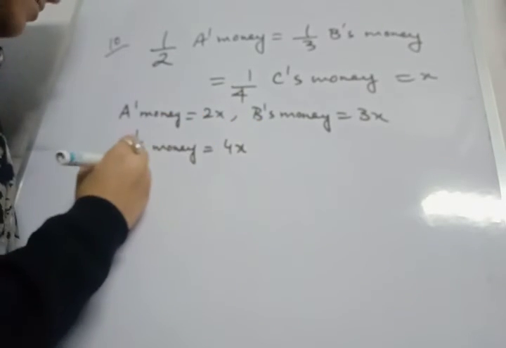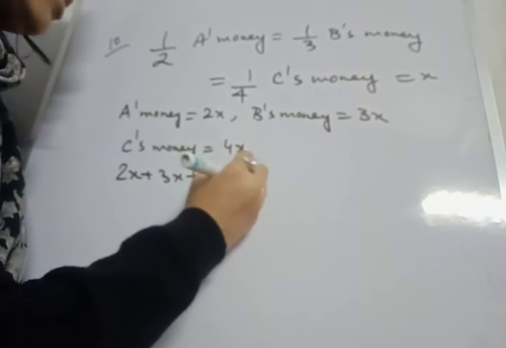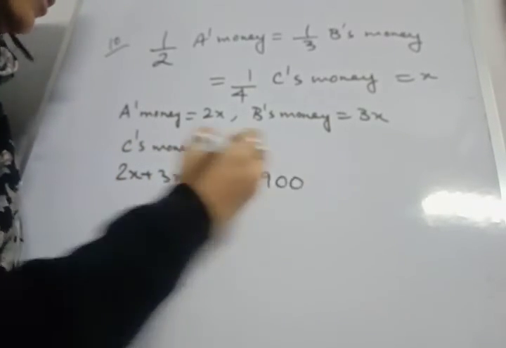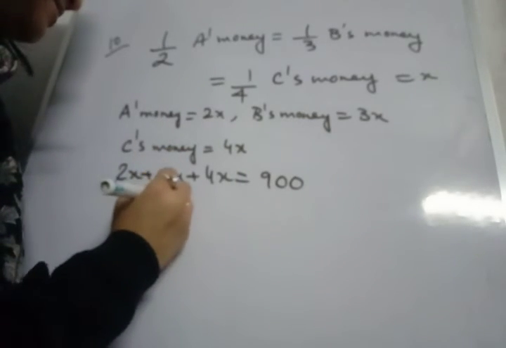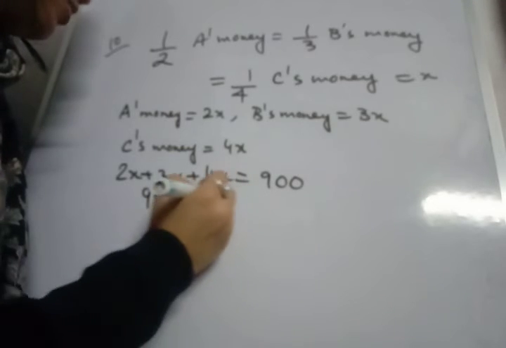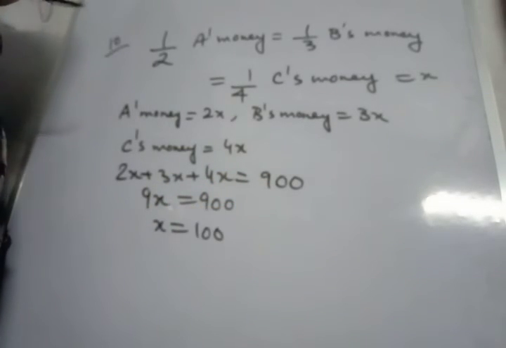Now we are going to sum up. 2x plus 3x plus 4x. The total amount is 900. Right? So here 9x. So x equals how much? x equals 100. 900 by 9 gives 100.